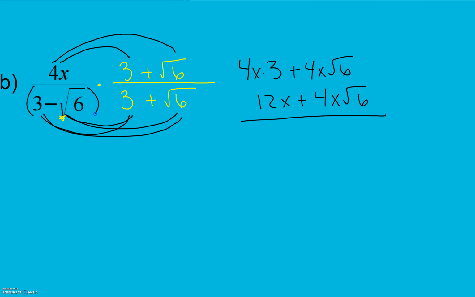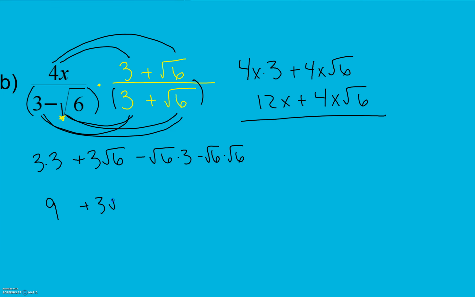In the denominator, again, we FOIL. So first times first, outsides, insides, lasts. 3 times 3 for firsts, plus 3 times the square root of 6 for outsides, minus square root of 6 times 3 for insides, minus square root of 6 times square root of 6 for lasts. 9 plus 3 square root of 6 minus 3 square root of 6 minus the square root of 6 times 6, which is one group, and I can take it out as a 6. Again, we want groups of 2 because we're taking square roots.